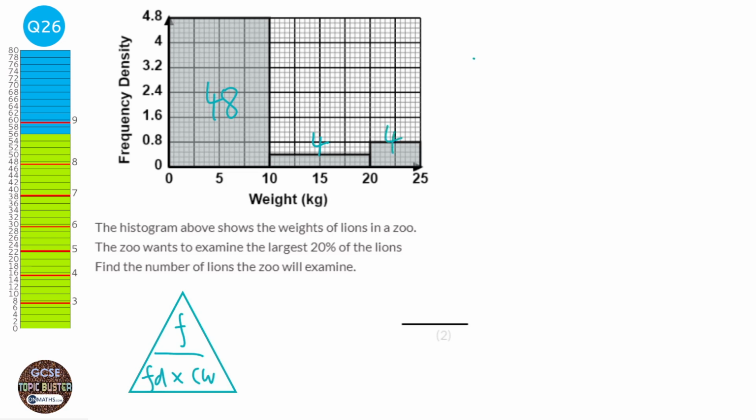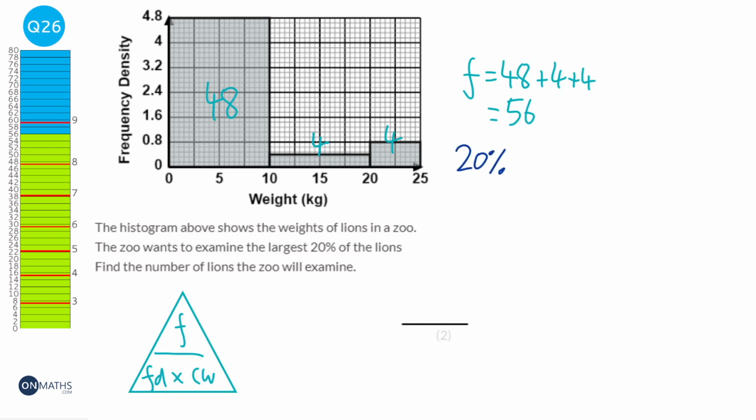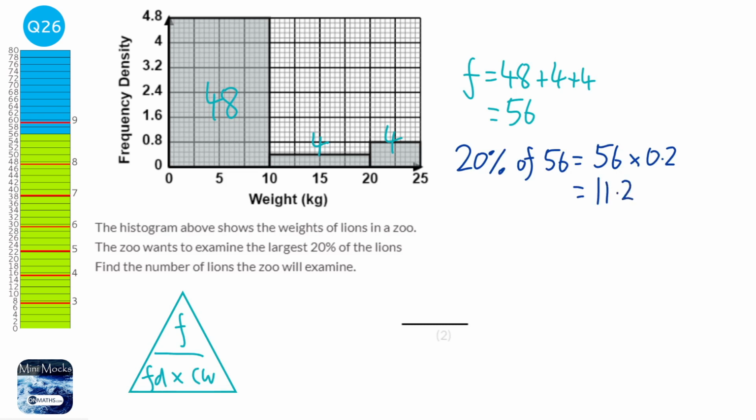Work out the total frequencies. So it would be 48 plus 4 plus 4, which will be 56. So 56 in total, lines in total, and they only want to see the largest 20%. So we're just going to work out 20% of 56, which we can do by just multiplying it by 0.2, and that'll give us 11.2. Now you can't have 0.2 of a line, so we can just round that to 11.